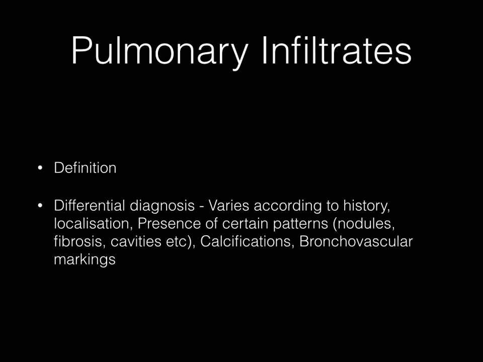This differential diagnosis typically depends on the history of the patient, the localization of the pulmonary infiltrates, whether they're bilaterally symmetrical or unilateral, over the upper lobe or over the lower lobe, the presence of certain patterns as to whether there are any nodules, fibrosis, or cavities, if there are any calcifications within the lung parenchyma, and what about the bronchovascular markings, whether they are normal or pronounced. Depending on these features, you will be able to give a differential diagnosis for the pulmonary infiltrates.